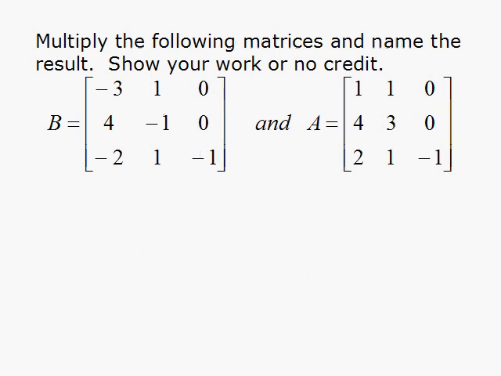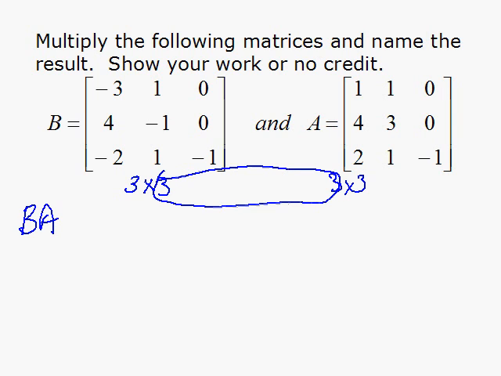This is matrix multiplication, so you're multiplying matrix B times matrix A. Can you do that? Well, B is a 3 by 3, and A is a 3 by 3. Because these numbers are the same, I can multiply them together, and the result will also be a 3 by 3.